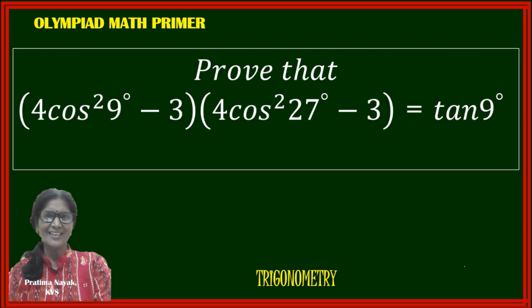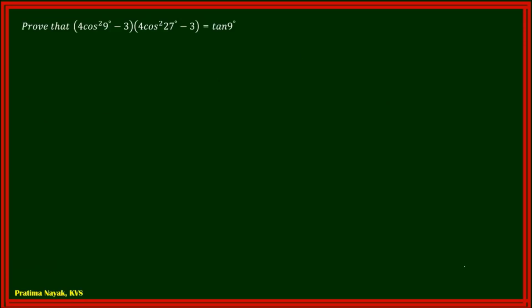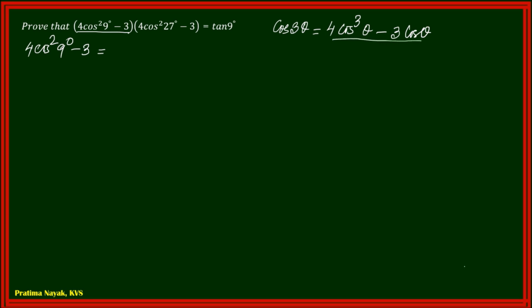So let's begin. Here I'll take help of a formula we have already learned. If you have not learned, no problem, you can note down today only. Cos 3 theta is equal to 4 cos cube theta minus 3 cos theta. So if you observe, 4 cos square 9 degree minus 3 is the first term. If I multiply by cos 9 degree, I'll get a similar expression as the right hand side here.